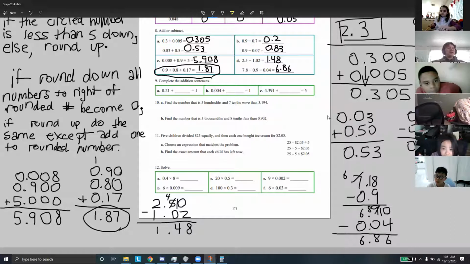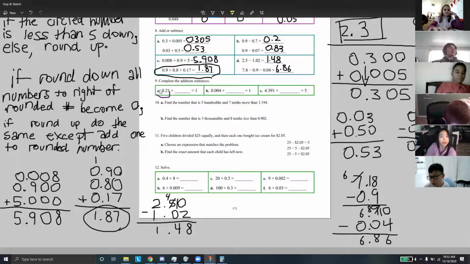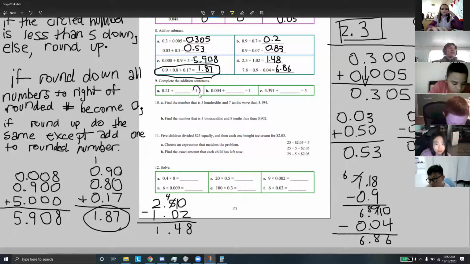So anywho, let's keep wrapping up. Thank you for the call out, though. It's always good to double check. Okay, so 9A, complete the addition sentences. So I'm just going to do these ones backwards, right? Just like you guys could do. If I want to find out something plus something equals something, I could just do the total minus part will tell me the other part.